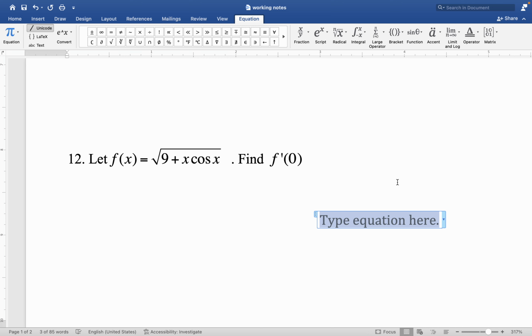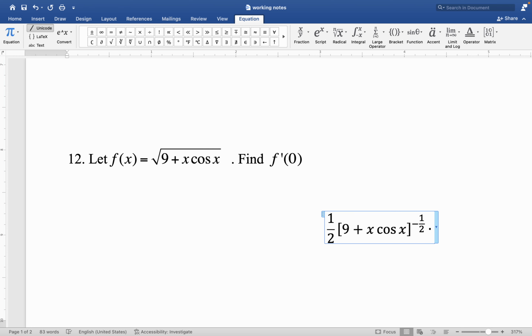So the outside function is root blank, right? Or blank to the 1/2. So we take the derivative of the outside function. That's going to give us 1/2 blank to the negative 1/2. What goes on the inside of the blank? Well, just the original inside function, 9 plus x times cosine x. But then we need to multiply by the derivative of the inside function.